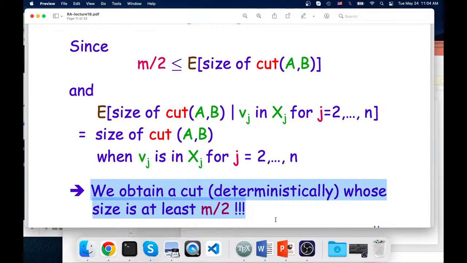The idea here is that we are going to fix the vertices one by one instead of doing them randomly at the beginning. By fixing them one by one, each time we place the vertex in the place that gives us a better expected value, and we go for that one. So this is the basic idea.